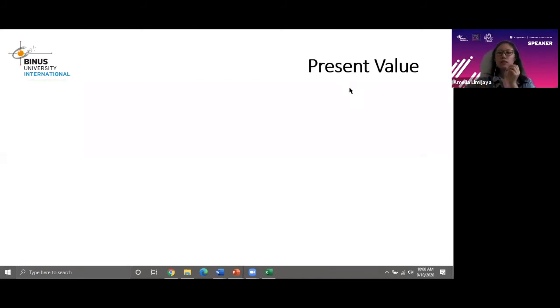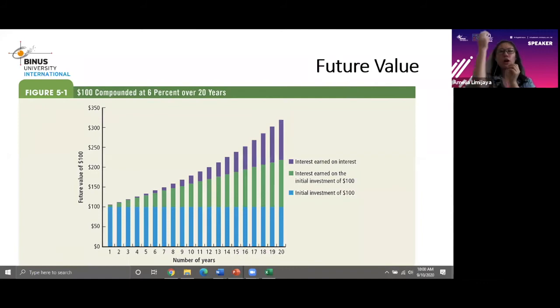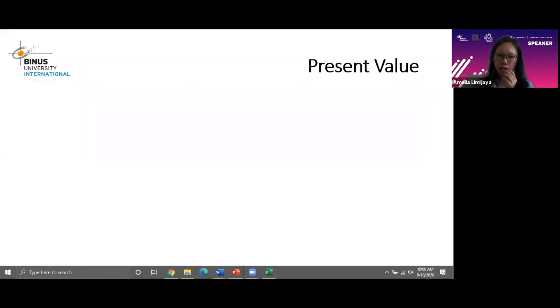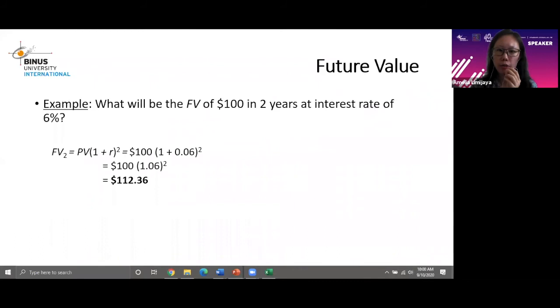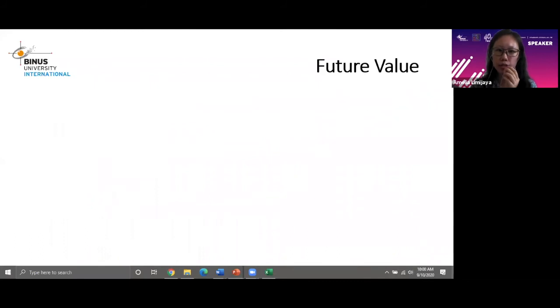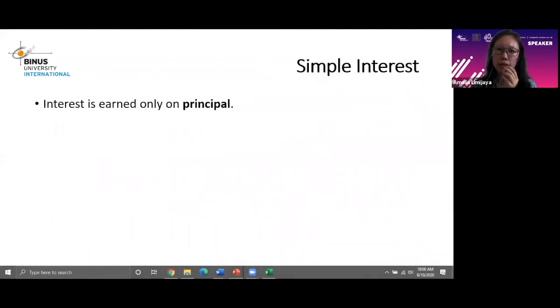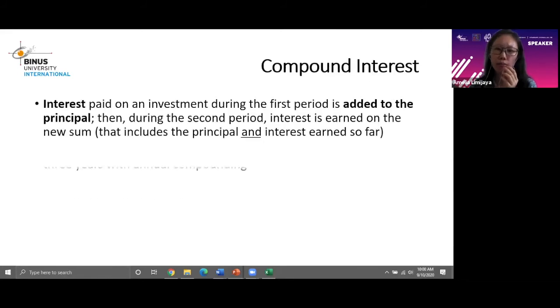Okay. So recall that in future value, what we want to know is the amount of money in the future. The opposite of that is present value, where I want to know how much my money is now, currently, present. Okay, I'm going back here first, so that you understand where the formula comes from.